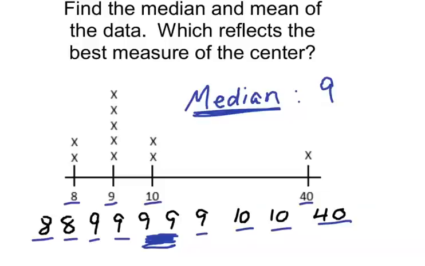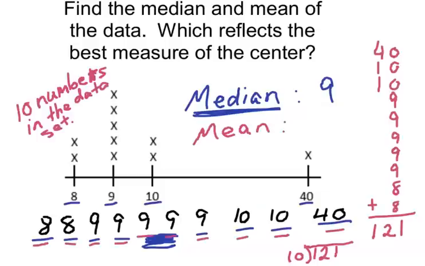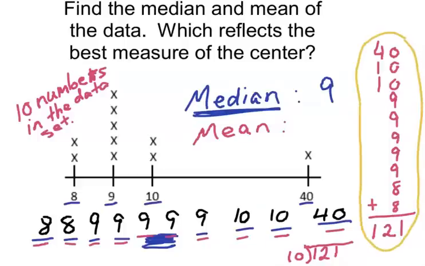It's just that number. Okay, so now to find the mean, we have to add up all the numbers in the data set. That gives us 121. There are 10 numbers in the data set, so we do 121 divided by 10, and that gives us 12.1. So that's our answer. The mean is 12.1.